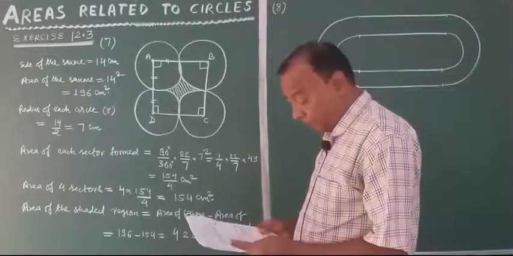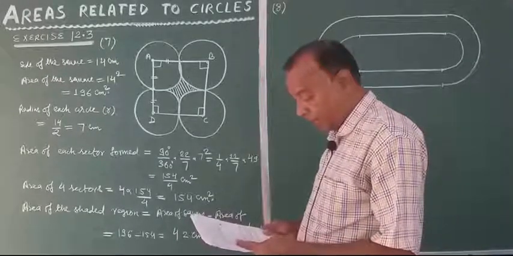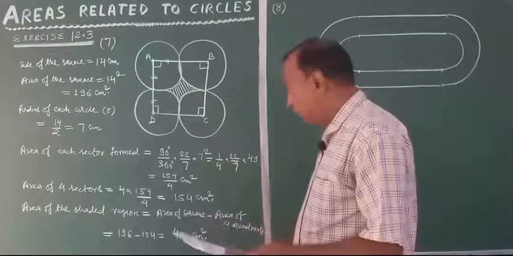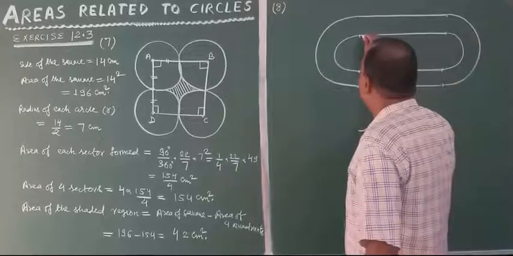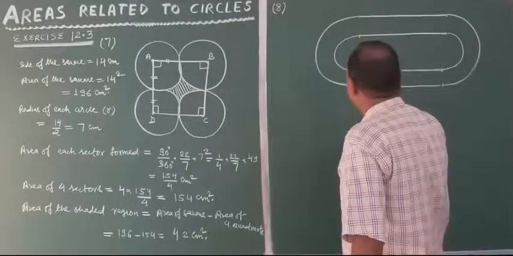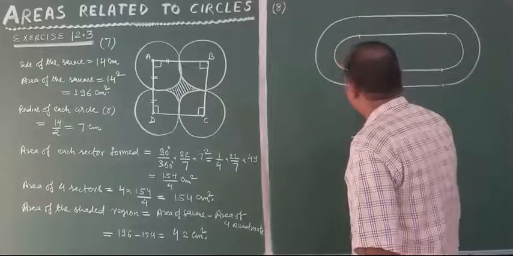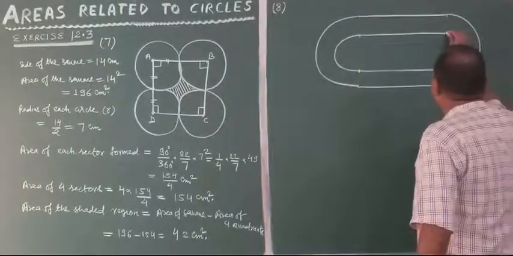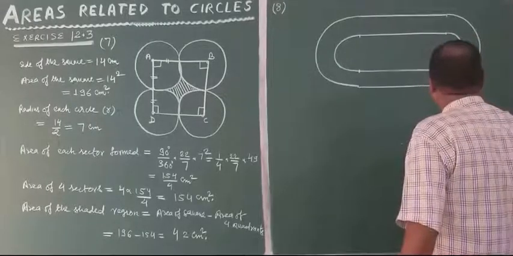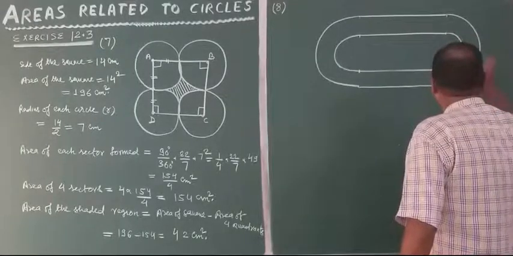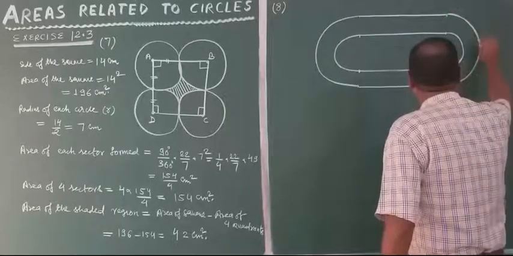Now this is question number 8. The given figure depicts a racing track whose left and right ends are semicircular. Okay, this is the figure. Its left end, this is semicircular, and this is the right end, semicircular. These two ends are semicircular.